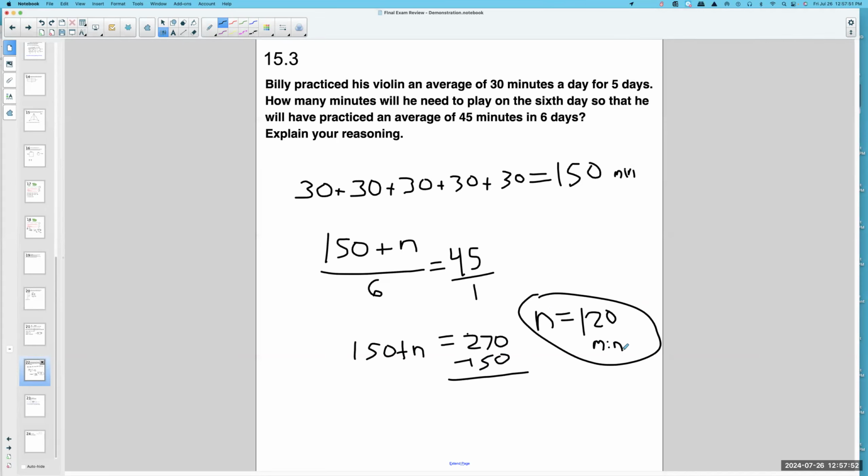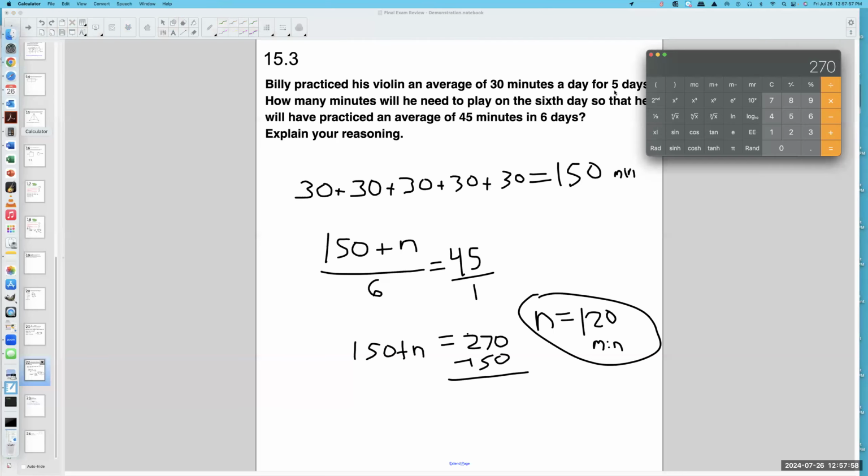Remember, I'm only practicing 30 minutes a day, and now that last day I got to do 120 minutes or 2 hours because I'm trying to get an average of 45. Now, what's also neat to do is to go ahead and check it. So I had 30, 1, 2, 3, 4, 5. I do another 120 minutes divided by 6 gives me my 45 minutes of an average.